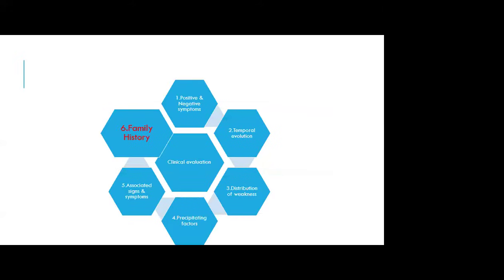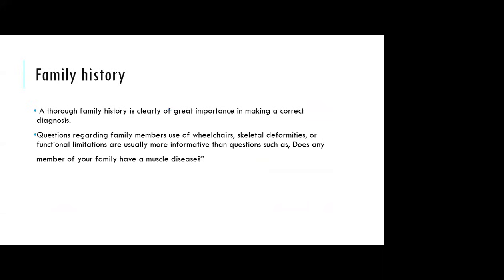Next is the family history. A thorough family history is of great importance. We have to ask whether any of the members were wheelchair bound, whether there were any skeletal deformities, or functional limitations. These are usually more informative than just asking whether any family members have a muscle disorder.